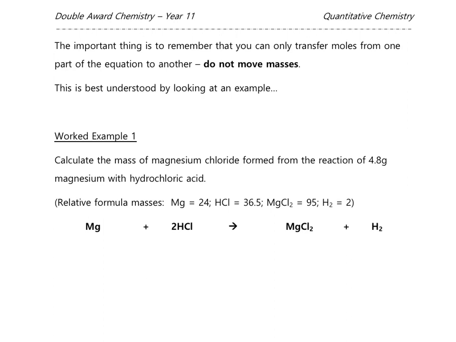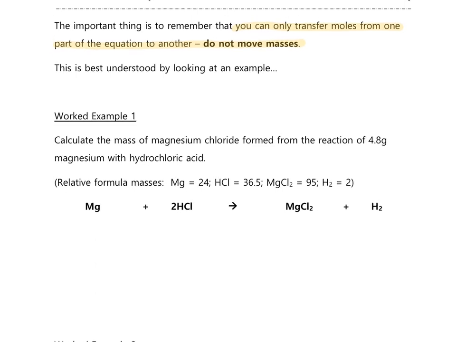But you've just got a quick reminder at the top that when we're doing these calculations, you can only transfer moles from one part of the equation to another. You do not move masses. So that's really important. When I'm using that balancing number ratio, it's important that you're using the number of moles, not the mass, and that's why we have to convert to moles first of all.